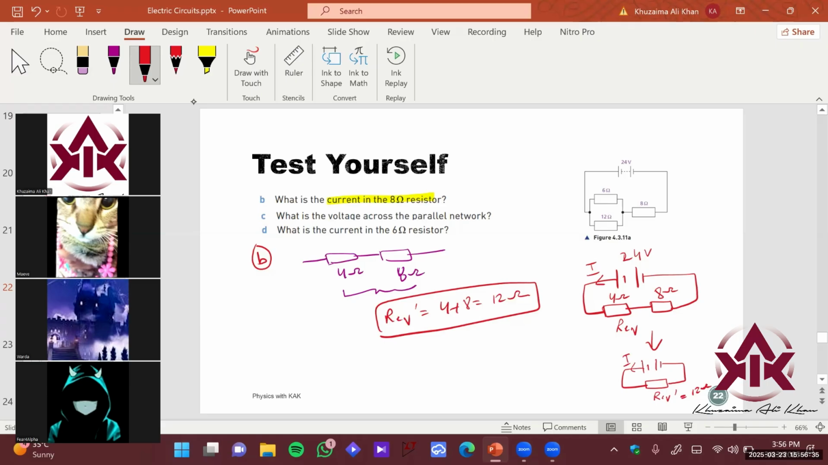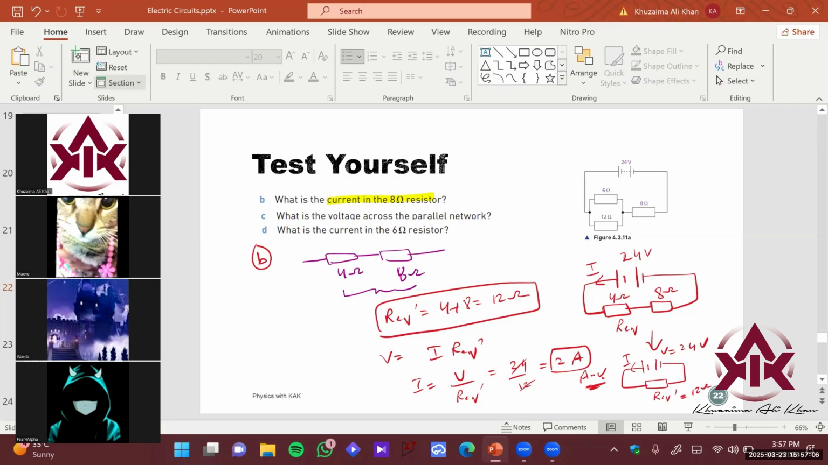And V is 24 volts. I can apply simply Ohm's law right now. So V equals I R equivalent bar to find out I. So my I is going to be V upon R equivalent bar. So it's going to be 24 upon 12. So my current flowing in the circuit is 2 amperes. Right. So I hope it makes sense. Okay. So now this is the circuitry over here which I have now.